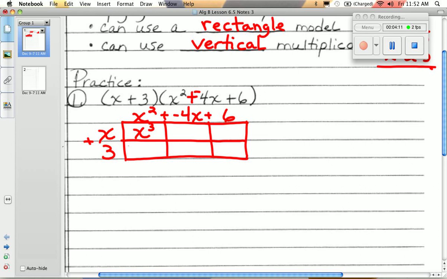Then we'll move over to the next rectangle and say it has a width of what? What's its width? This rectangle right here, what's its width? X, and then its length is? Negative 4x. So what's x times negative 4x? Negative 4x squared.